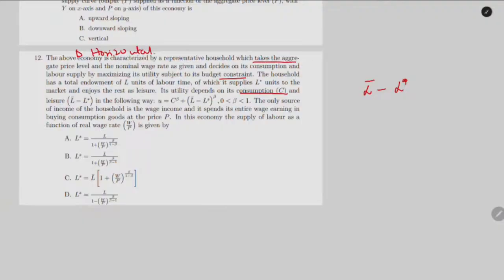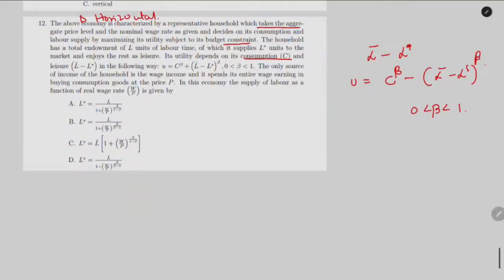The utility is given by C to the power beta times leisure to the power 1 minus beta, where beta is between 0 and 1. The only source of income of the household is the wage income, and it spends its entire wage earnings on buying consumption goods at price P, and some quantity I can take as X. So this is how it's going to spend the money.